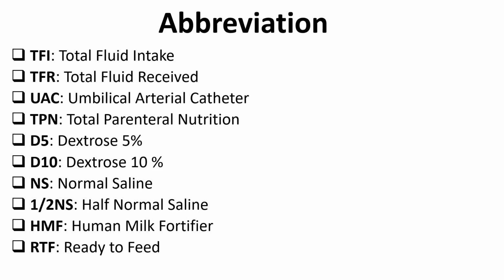When we say D5, we mean dextrose concentration of 5%. When we say D10, we mean dextrose 10%. When we say D11 or D12.5, and so on. D20, D25, and so on. Okay? When we say NS, we mean normal saline, and we have half normal saline. We have something called human milk fortifier, HMF.